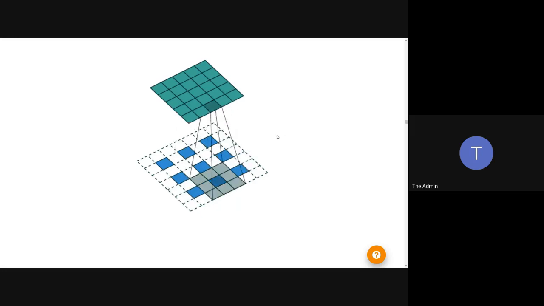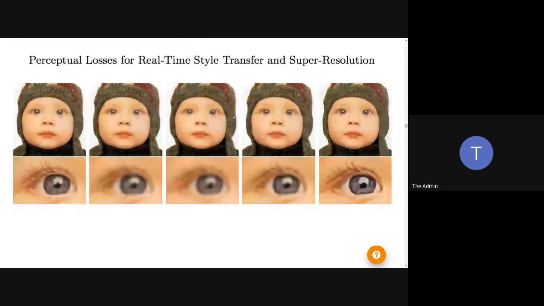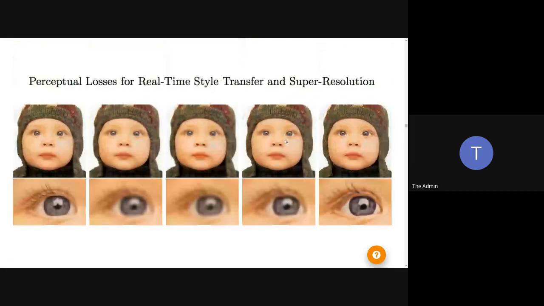So this is where we're going to expand the image. But the problem is this will cause the checkerboard issue. There's no way we can get out of this problem. This was first shown in this neural network, where you see the last image is really high quality, but you can see these lines on the front. That's where the checkerboard issue comes in and becomes a problem.